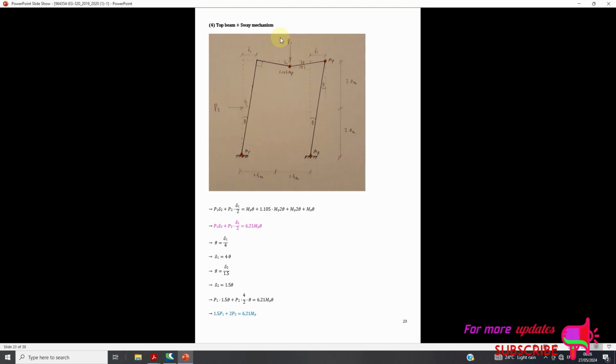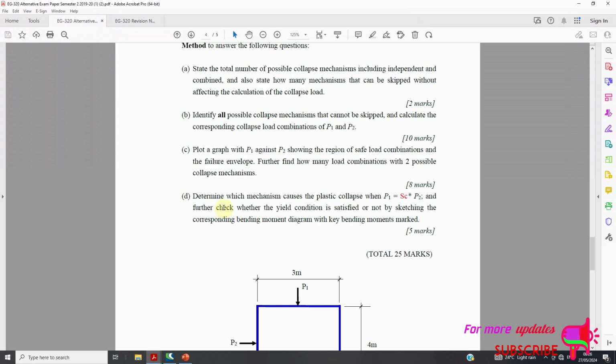Now there is top beam plus sway, which can be determined by this algebraic equation, which can be further solved and simplified into 1.5 P1 plus 2 P2 is equal to 6.21 MP. Now that is question B.